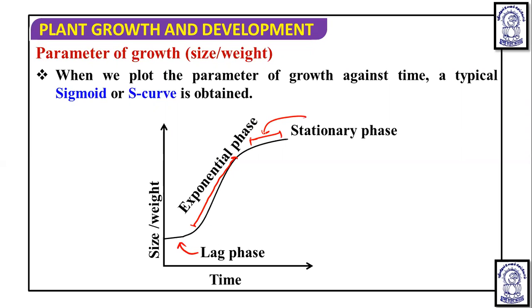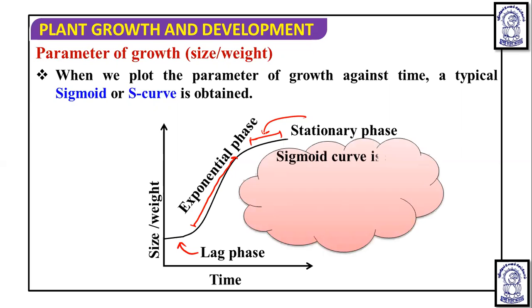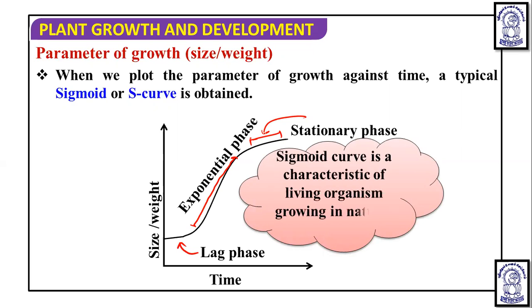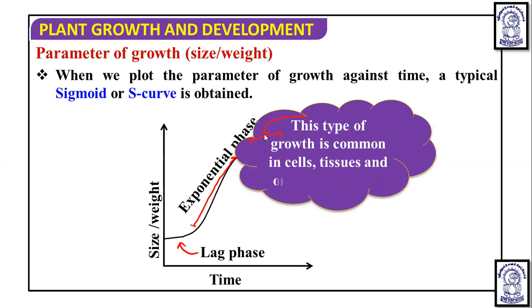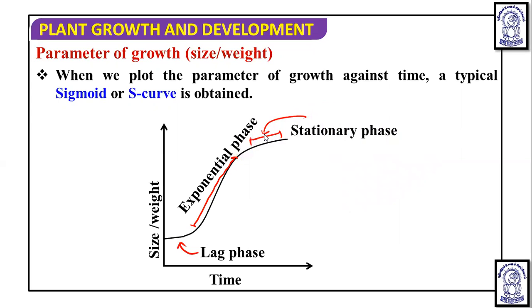Okay, so like this, these three phases are observed. Sigmoid curve is a characteristic of the living organism growing in a natural environment. If natural environment is there, obviously it should be having a limited nutrient. And in limited nutrient conditions, sigmoid curve is obtained, a stable curve is obtained. Now this type of growth is common in cells, tissue and organ of a plant.